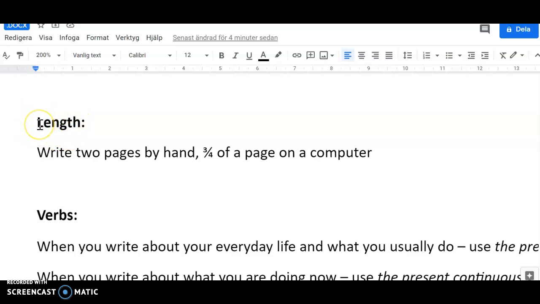Length. Hur lång ska den här berättelsen vara? Write 2 pages by hand, 3/4 of a page on a computer. Så skriv ungefär 2 sidor om du skriver för hand på papper och ungefär 3/4 sida på dator med normal text. Så lite mer än en halv sida på datorn, men inte en hel kanske. Ungefär.